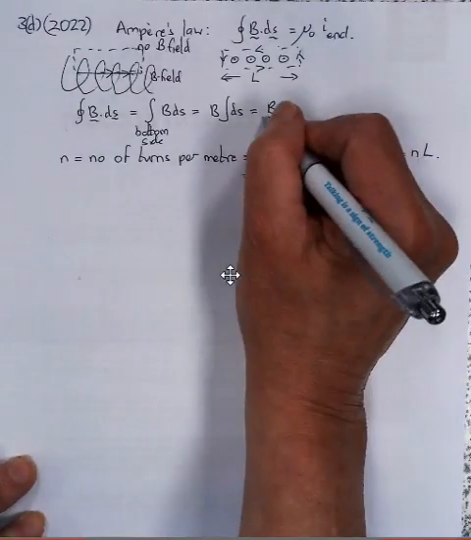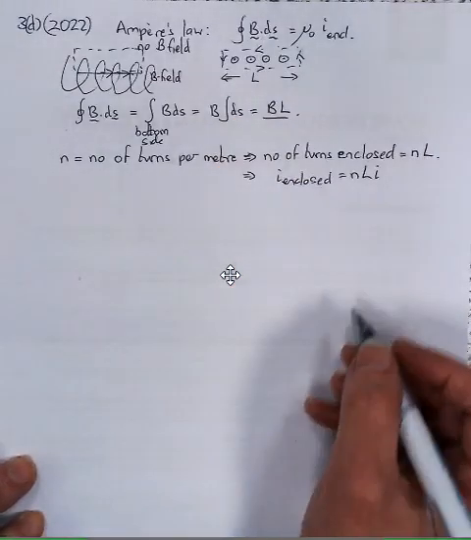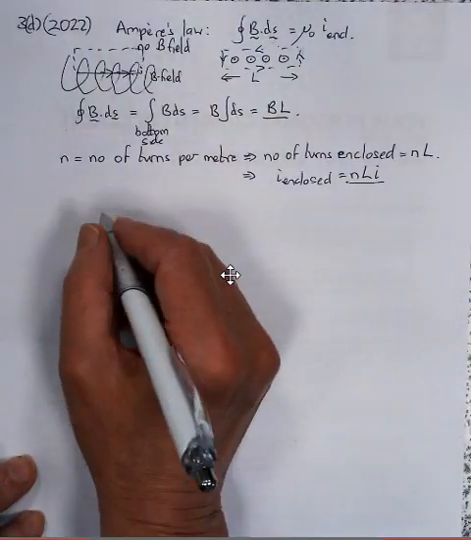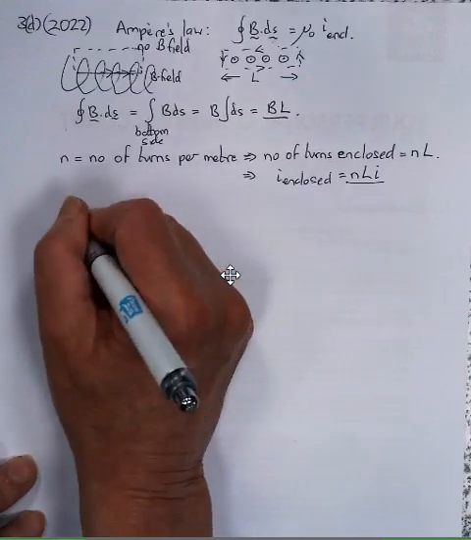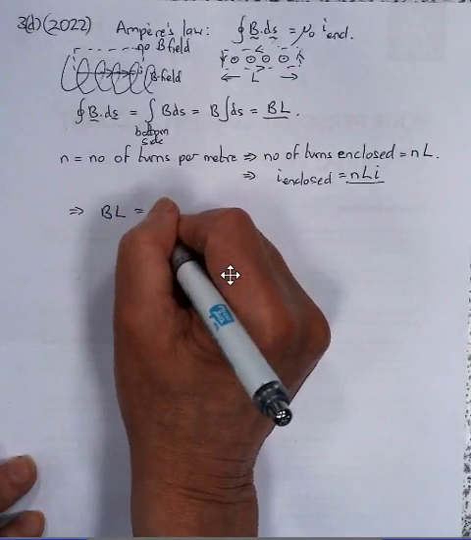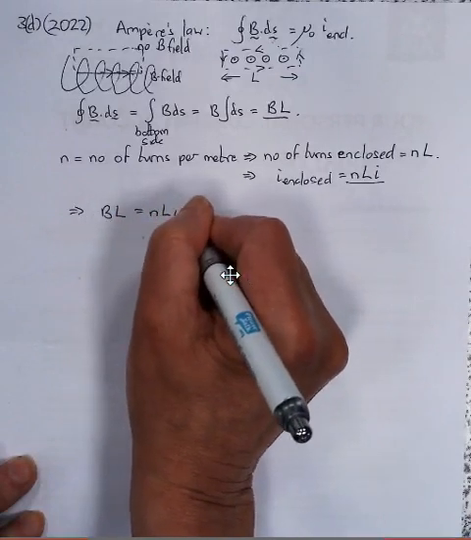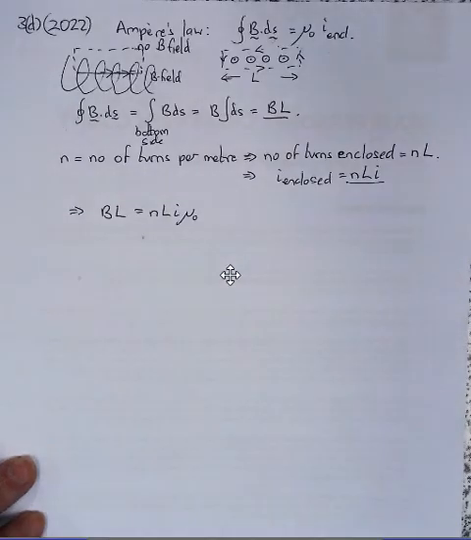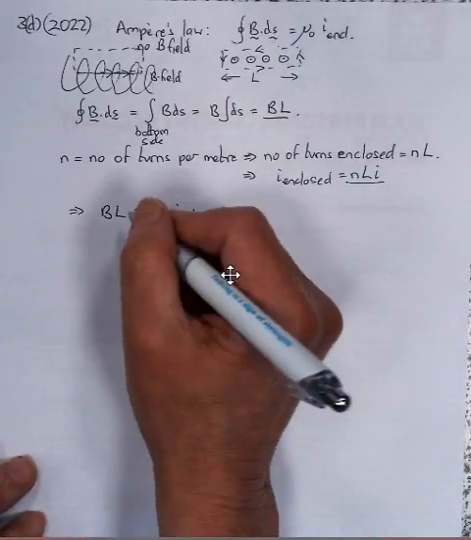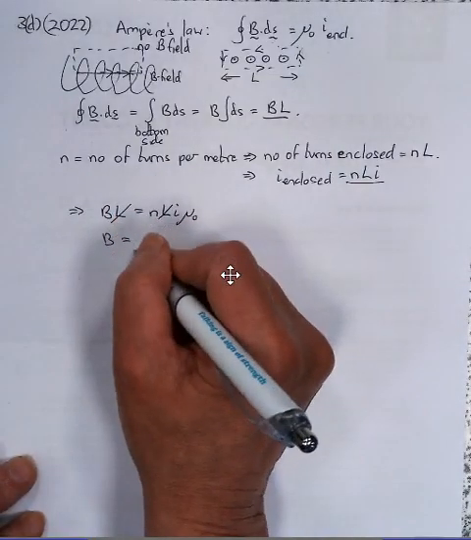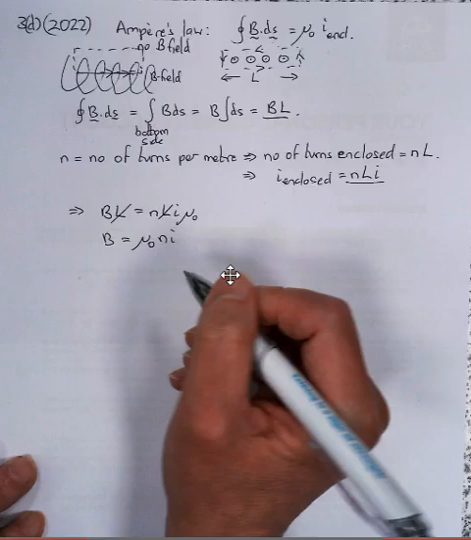So this is our equation for the left-hand side of Ampere's law. This is our relationship for the right-hand side. So now we can say, therefore, applying Ampere's law, BL equals mu naught times I enclosed, so mu naught n L I. Cross out the L's, and again, very simple equation, B equals mu naught n I. And that's our answer.